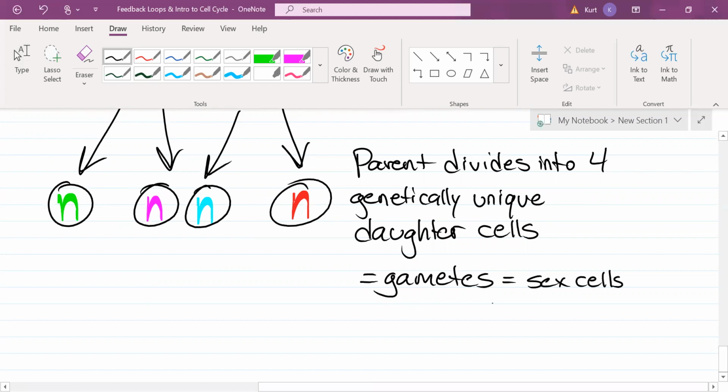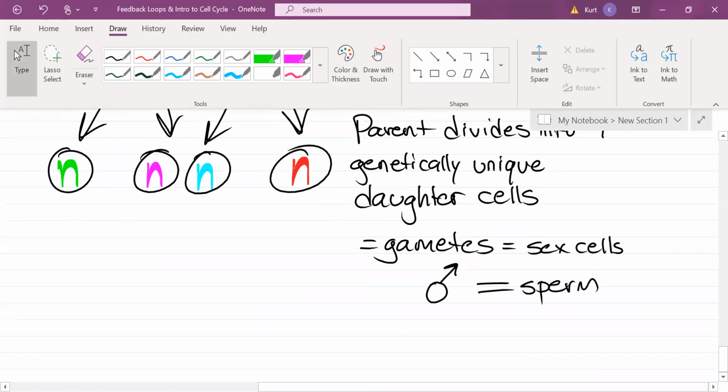Here's a couple symbols that you'll need to know. If you like to play Pokemon way back when, you're used to these symbols. Here's the male symbol. It's a circle, little arrow coming out the corner. This would be sperm. And the female symbol is a circle with a cross coming on the bottom of it. You have eggs.